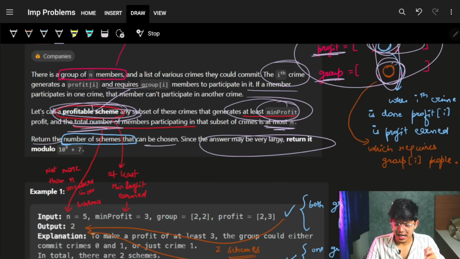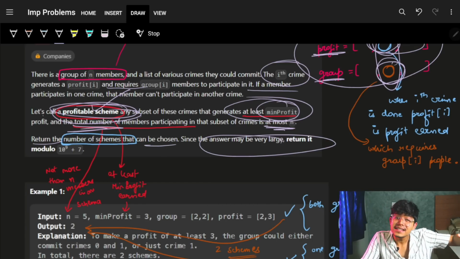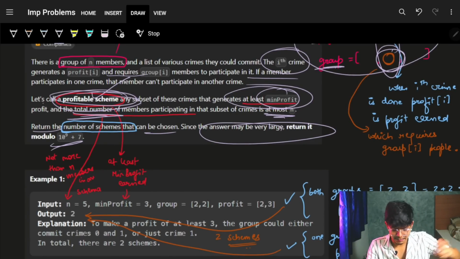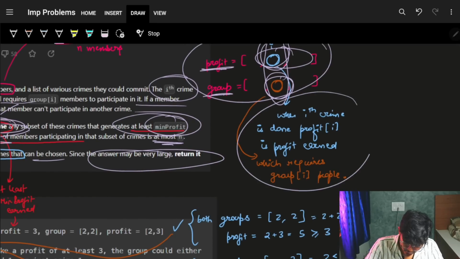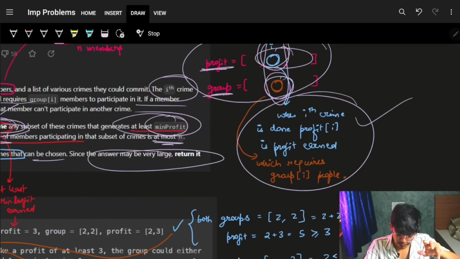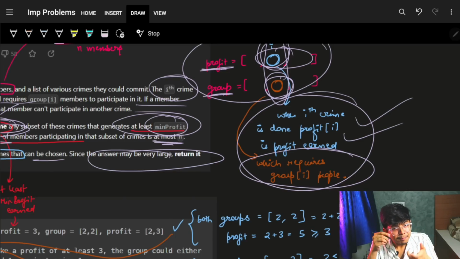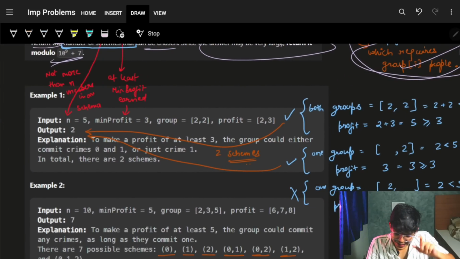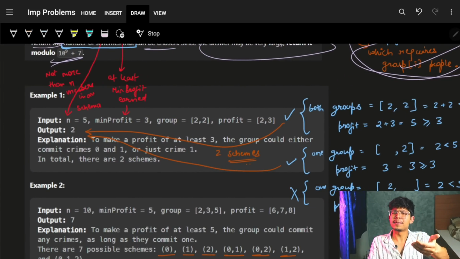Since the number can be pretty large, which means the number of such subsets can be pretty large, I have to return it modulo 10^9 + 7, which is the standard modulo because it's a prime number. Now, firstly, for the ith crime, if you execute that, the profit earned will be profit of i, and the members in that crime will be group of i. Cool. Let's look at the first example itself. It's pretty easy, pretty standard.